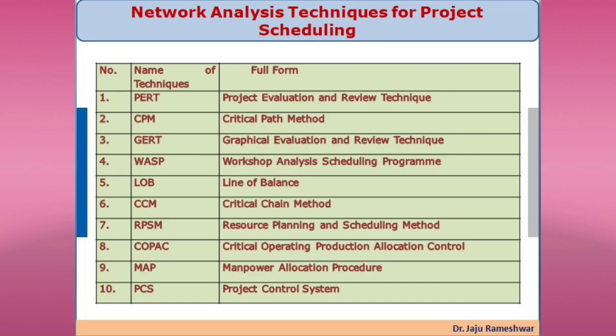Then RSTM, resource planning and scheduling method. Next COPAC, that is critical operating production allocation sector. And next is MAC, that is manpower allocation procedure. And PCS stands for project control system. So these are the 10 different techniques in network analysis.